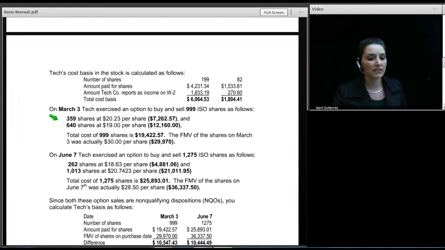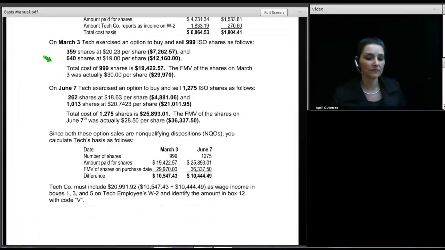Then on March 3, Tech exercised an option to buy and sell 999 ISO shares. So the first two purchases were ESPPs. Now we're moving on to ISOs. 359 shares at $20 per share, totaling $7,263, and 640 shares at $19 per share, totaling $12,160. So the total cost of 999 shares is $19,422.